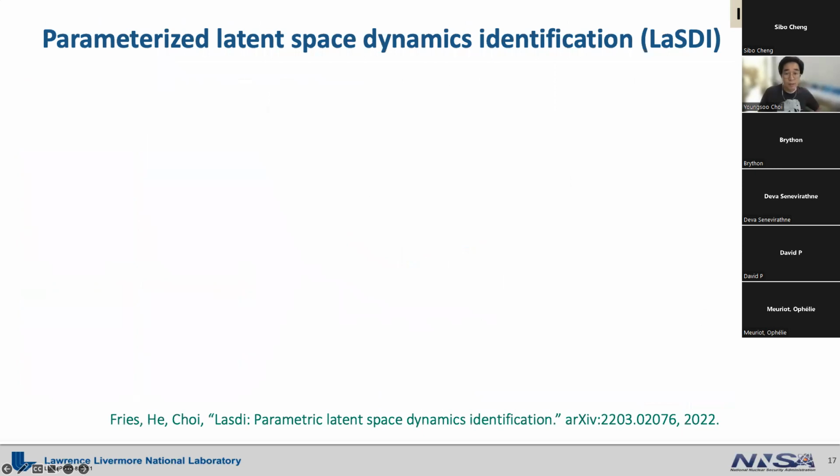Now we want to make this LaSDI framework robustly accurate when the parameter changes. There are many different ways of making the framework parametric. First of all, we only want to deal with the latent space model, not the full order model, which implies that parameterization must be done within the latent space. Let me show you one way of doing it.